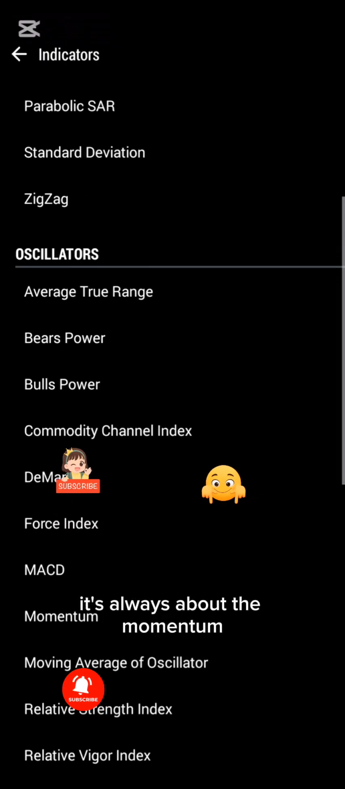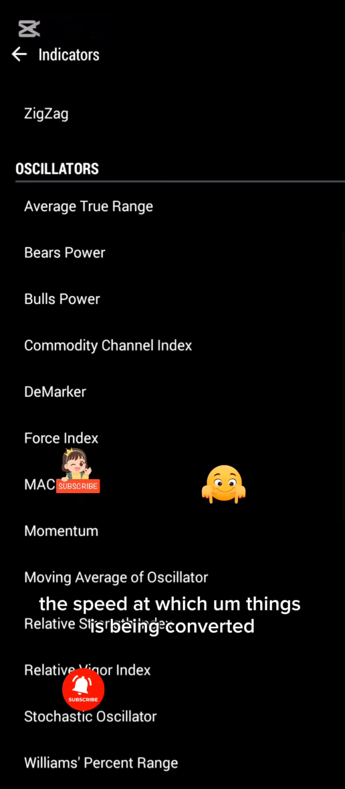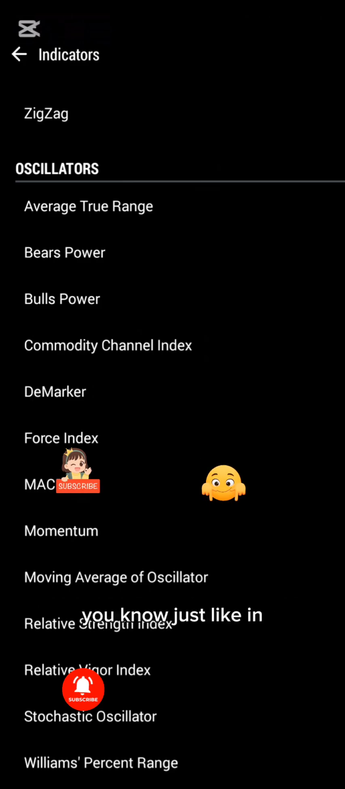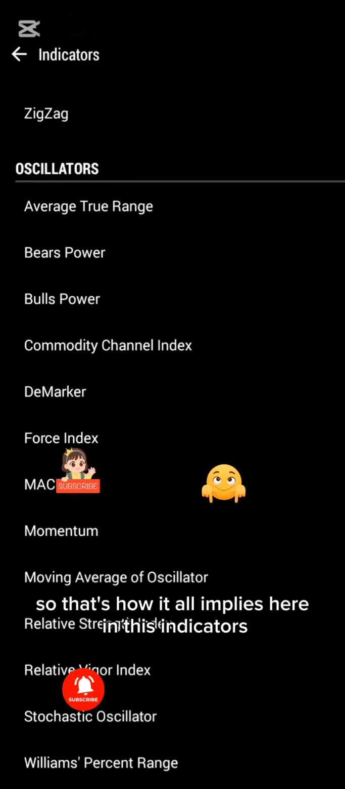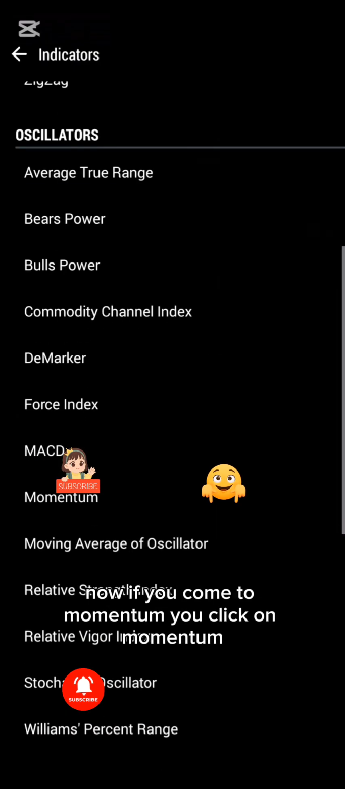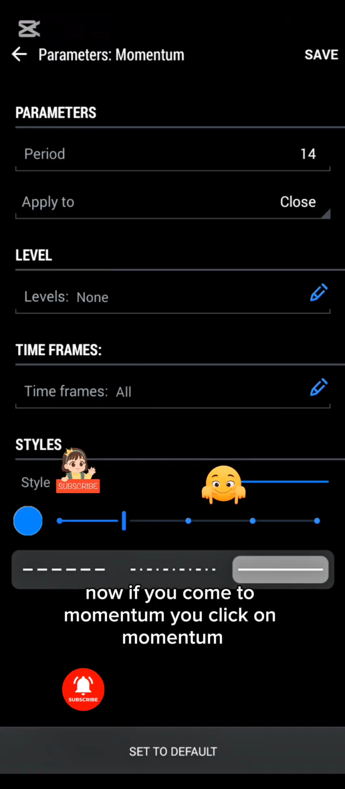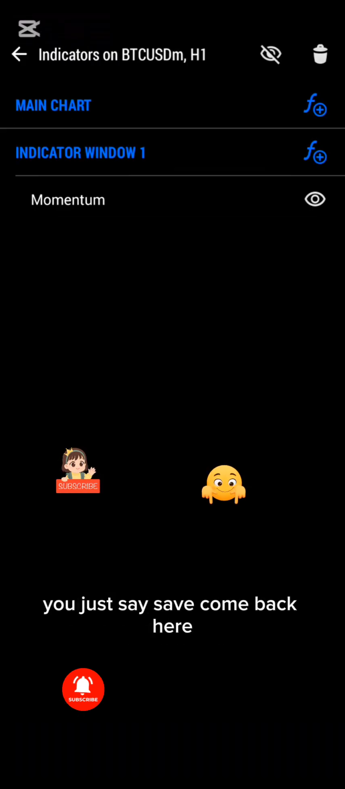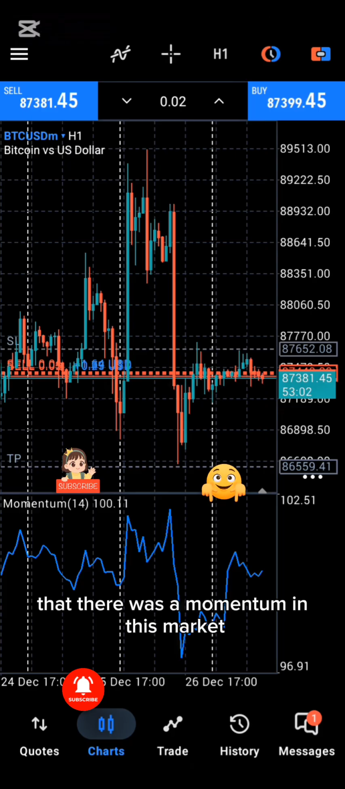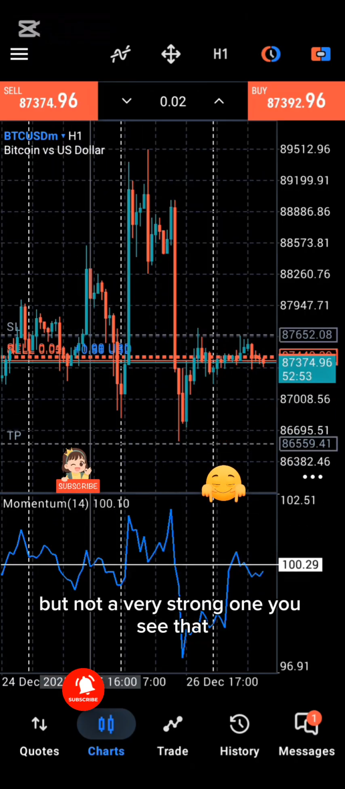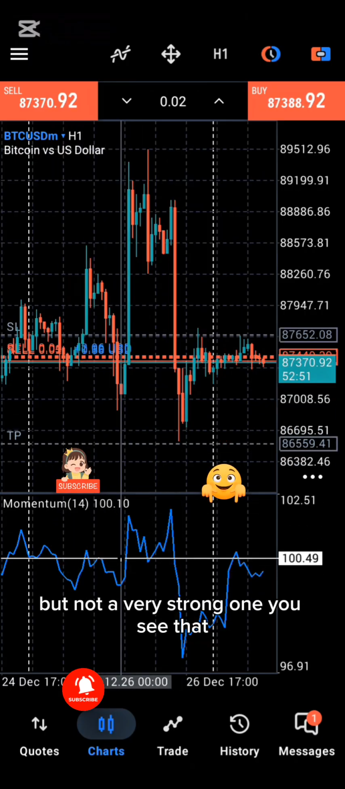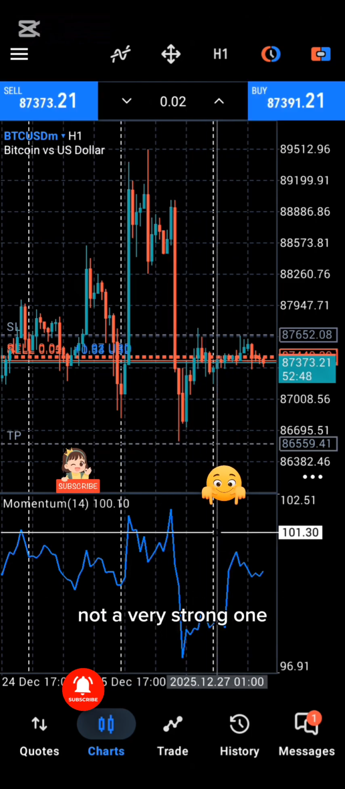It's always about the momentum when you talk about oscillators, the speed at which things are being converted, just like in the definition which I gave you already. So that's how it all applies in these indicators. Now, if you click on momentum and save, then come back here, you see to yourself that there was momentum in this market, but not a very strong one. You see that? Not a very strong one.